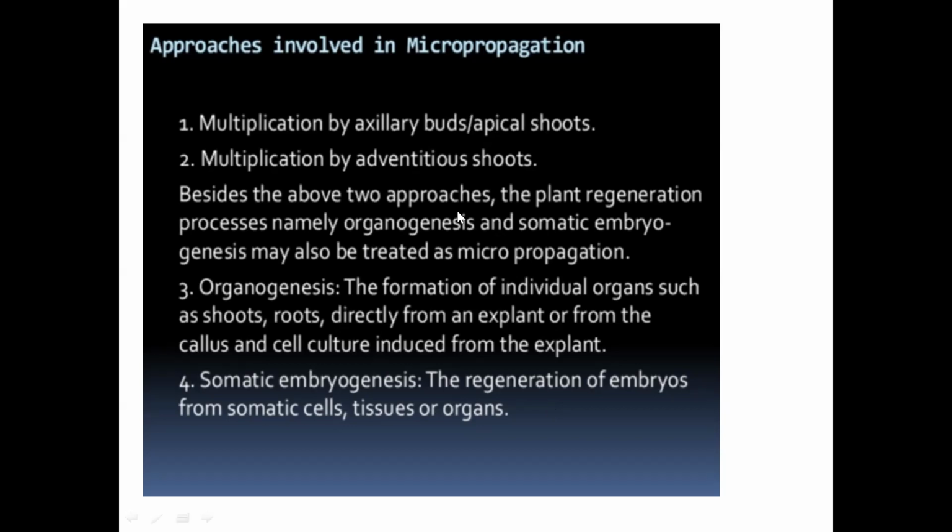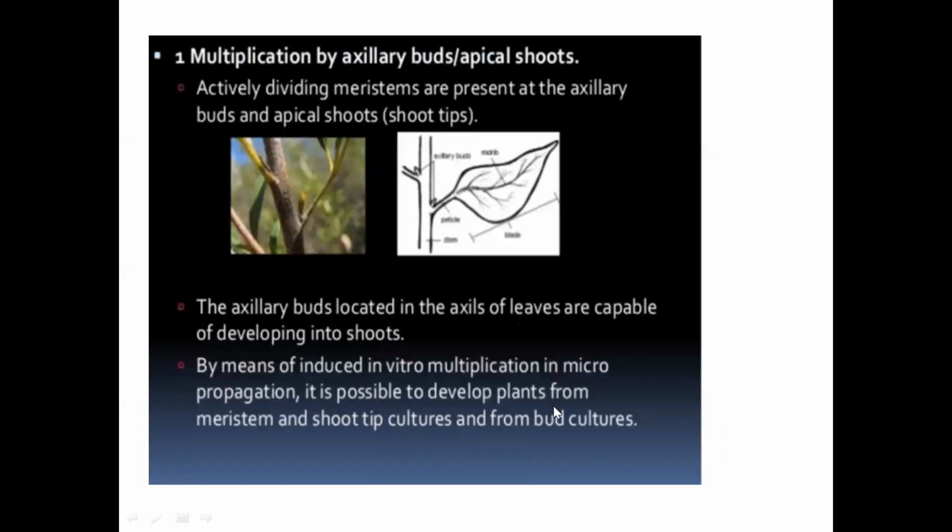Apart from these approaches, you can also go in for organogenesis, where from the callus or from the explant directly you produce shoots and roots and get the plantlet. Another is somatic embryogenesis. This is also treated as micropropagation, because everything is done in a test tube, in in vitro conditions. That is why it is also called micropropagation. Organogenesis is the formation of individual organs from the explant. Somatic embryogenesis is the formation of embryos from somatic cells, callus or explant.